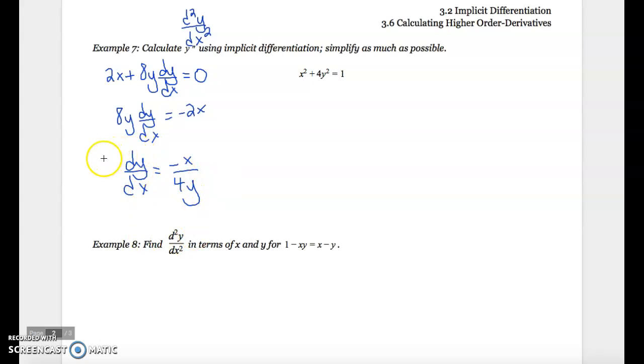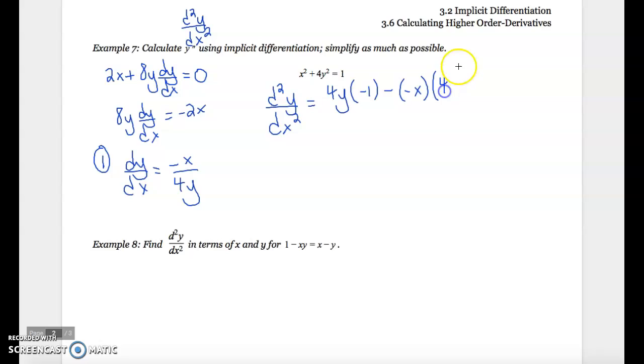And so now, this is my first step, I'm going to go ahead and find my second derivative. So I'm going to take the derivative of this piece. Now on the left-hand side, when you take the derivative of dy/dx, you get the notation that we need, right? On the right-hand side, we'll have to use quotient rule. So low d high minus high d low, derivative of 4y would be 4 dy/dx, all over low squared.